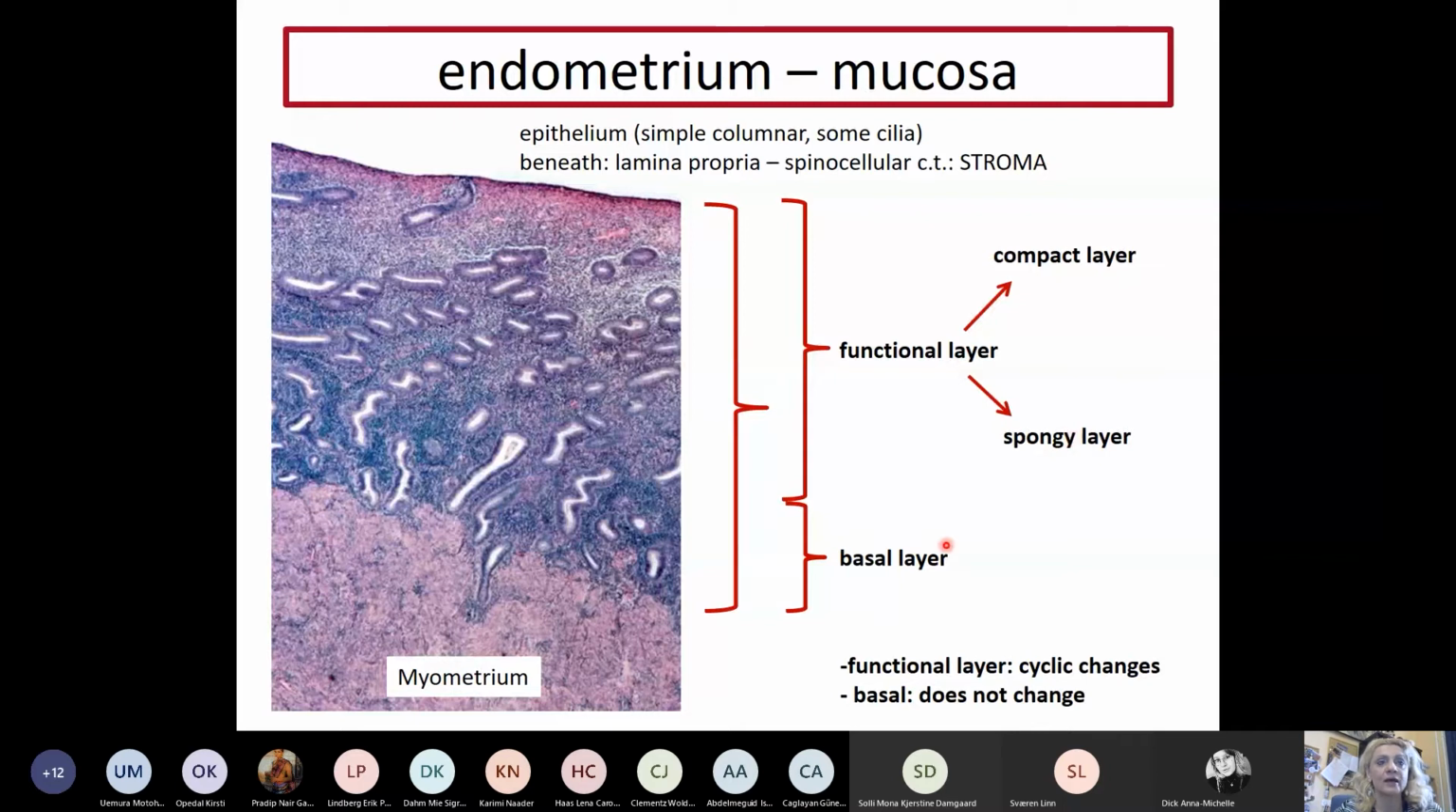Why is it called functional layer? Because it undergoes changes. This is the function of the uterus, undergoes changes during the cycle. So it only looks like this during a certain time of the cycle. The stratum basale or basal layer does not change during the cycle. This is what remains. At menstruation, we lose the functional layer. So the functional layer is shed off.